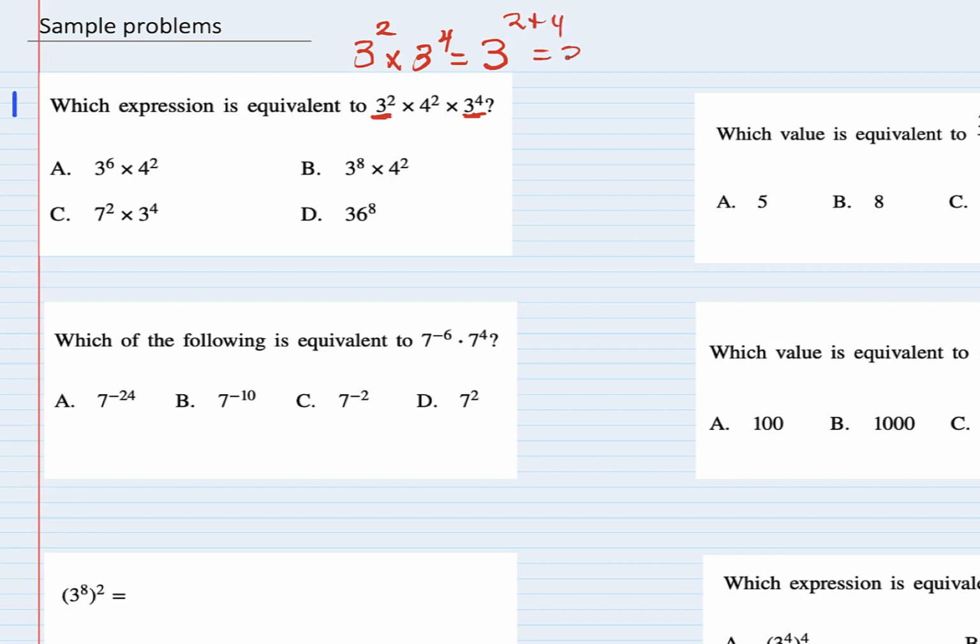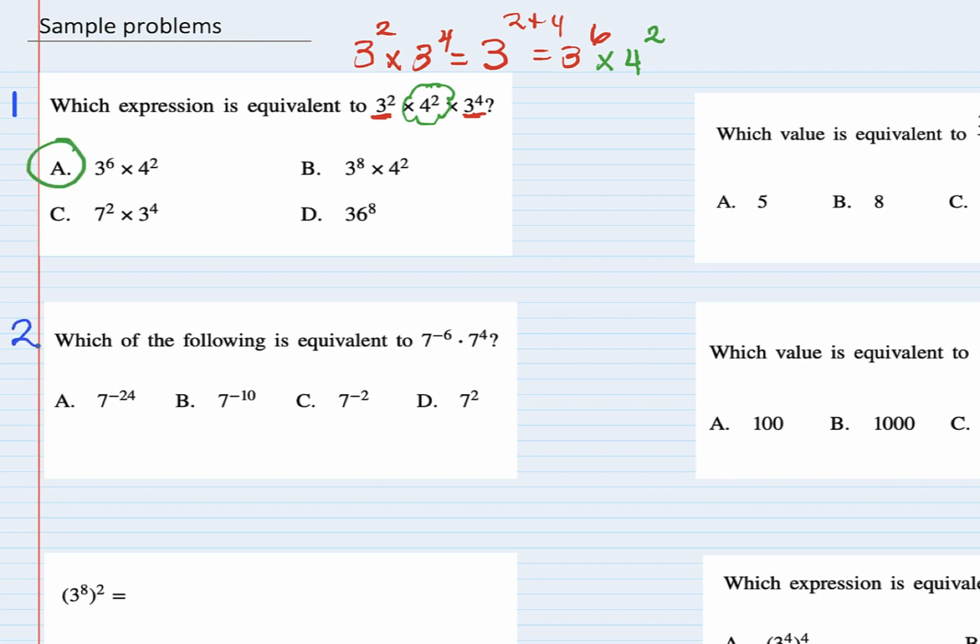So that will be 3 to the 6. Now our little friend here, which is the 4 to the second, does not have a partner. So we're just going to keep that as times 4 to the second. Remember, in order to multiply, your bases must match. If they do not match, you cannot multiply. Therefore, our answer is A.